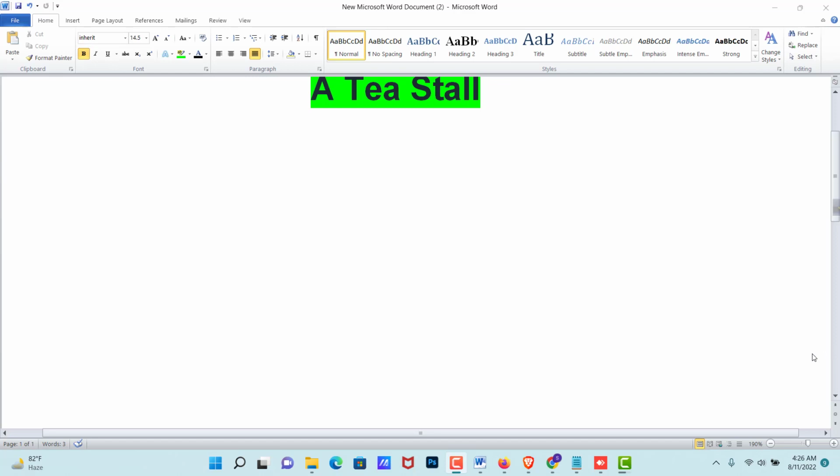That is what we will discuss today, paragraph 88. Now write a paragraph on a tea stall.